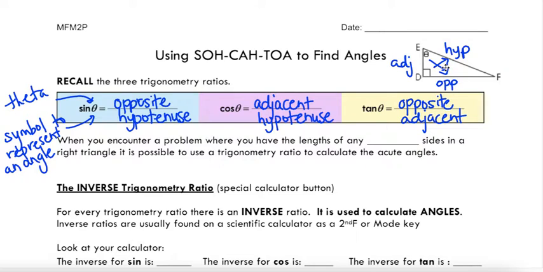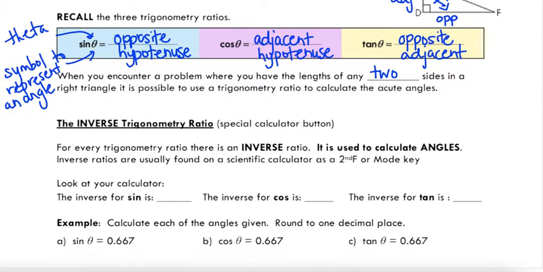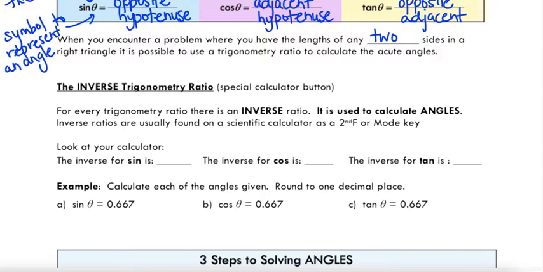So when you encounter a problem where you have the lengths of any two sides in a right angled triangle, it is possible to use a trigonometry ratio to calculate one of the acute angles. And we do that by using the inverse trigonometry ratio, which you might see on your calculator as little tiny written things, sometimes above your sine, cos, and tan buttons, which makes it easier for us to find, and sometimes they're in different locations. So you're going to have to look at your scientific calculator and figure out where they are.